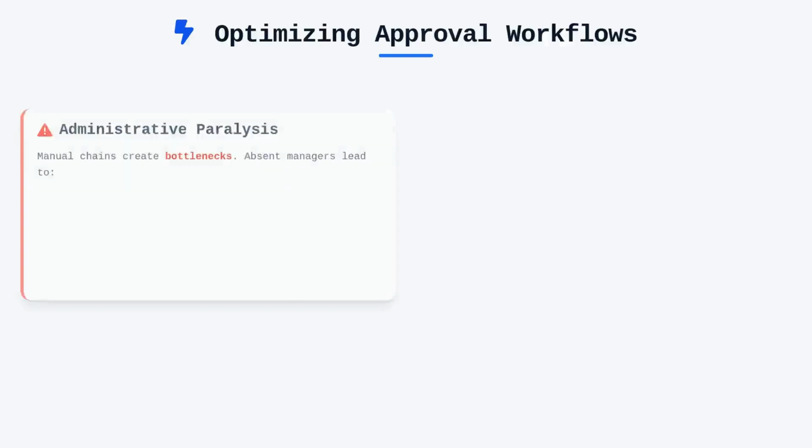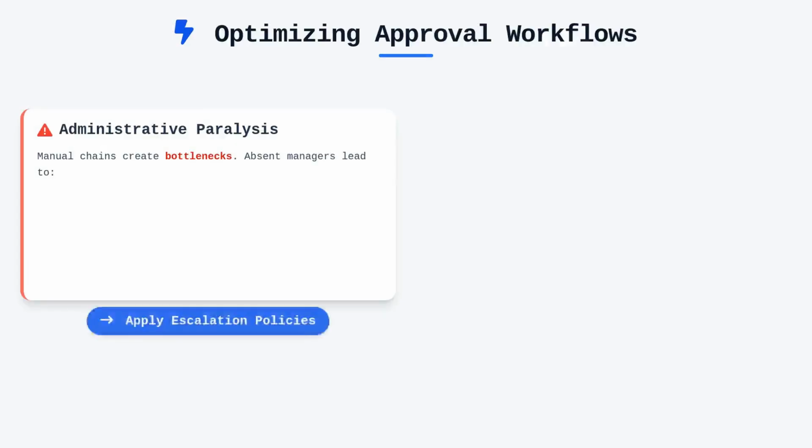To prevent the administrative paralysis that often plagues manual approval chains, escalation policies are an essential component of your workflow design. Without these, a document sitting in the queue of an absent manager could halt the entire procurement cycle, leading to stockouts or delayed production.